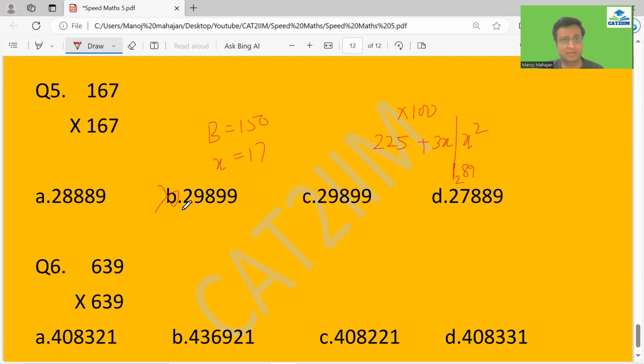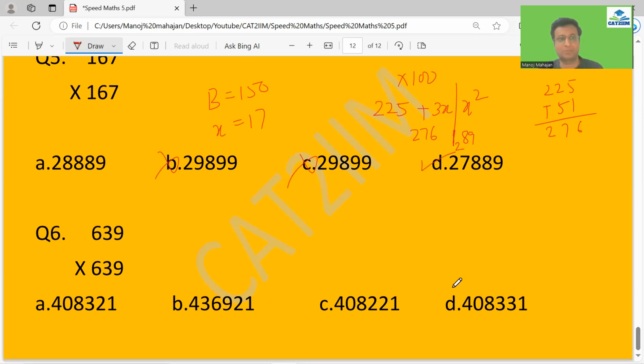So definitely I can eliminate B and C. A and D are left out. So if there was only one choice with 89 and the rest 3 did not have 89, I could have ruled out the 3 choices and the left out would have been my answer. But anyhow, 3 into 17 is 51. So just quickly add 2 to 5 and 51. You'll get the answer. So that is nothing but 6, 7, 2. So 276, I'm going to write over here. Plus 2 from this side. So my final answer is 27889.